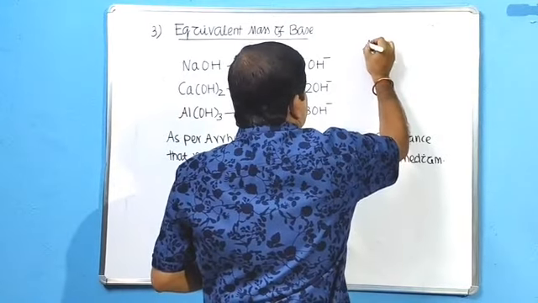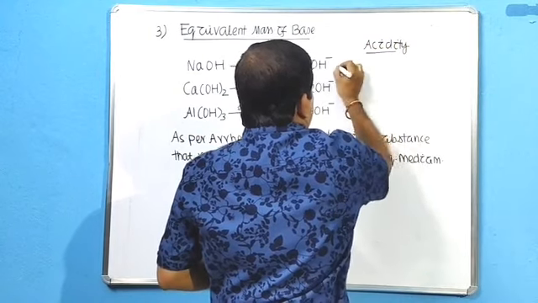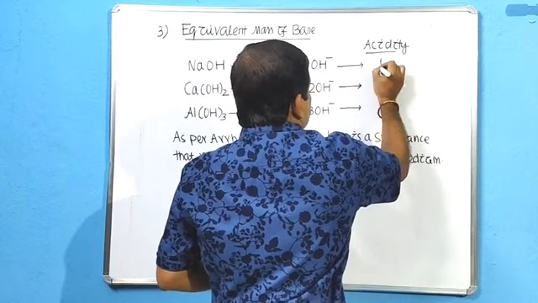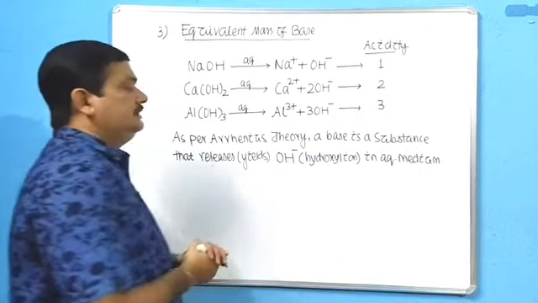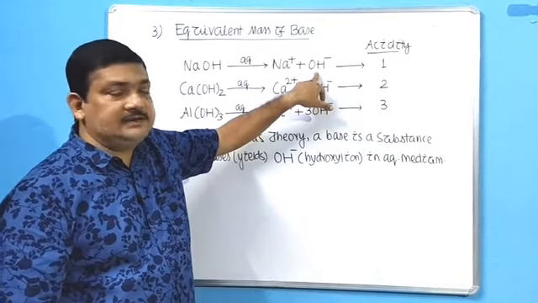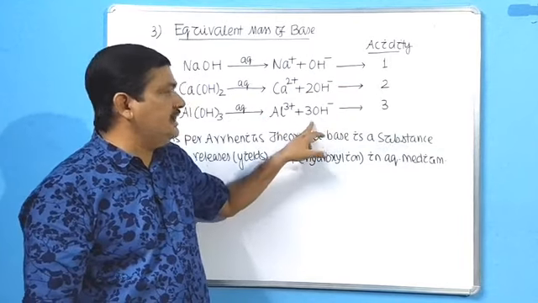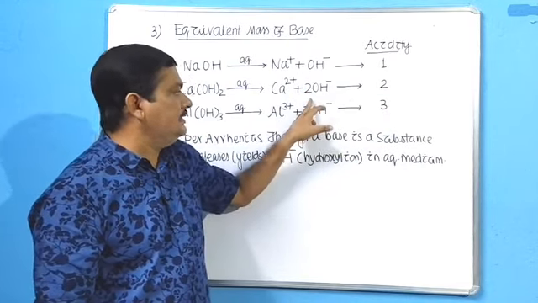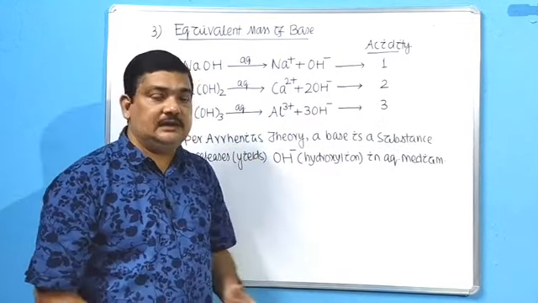Let us see what is acidity. The acidity of these three I am writing, then you can easily follow. Acidity of sodium hydroxide is 1, calcium hydroxide is 2, aluminum hydroxide is 3. So what is 1, 2, 3 regarding these three? Look, 1 OH minus hydroxyl ion released, acidity is 1. 2 hydroxyl ions released, acidity is 2. 3 hydroxyl ions released, acidity is 3. If one OH minus comes out, acidity 1. If 2 OH minus come out, acidity is 2. If 3 OH minus come out, acidity will be 3.